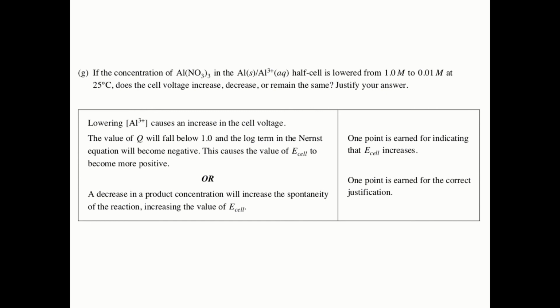Now, this includes the Nernst equation, which is not something that's now covered in the new AP, so you're not expected to explain it that way. Okay, so you got 1 point for indicating that your cell potential increased, and then 1 point for the correct justification.